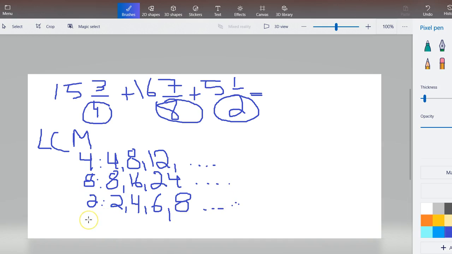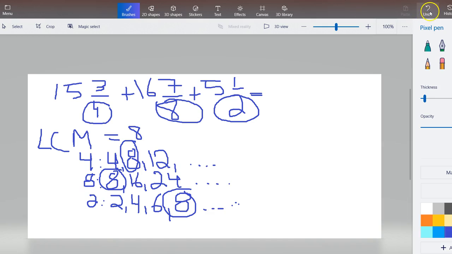We have to look for a number that is included in all three different multiplication tables. At first glance, we can see that 8 is in all three of them. So this is our LCM. The LCM of the numbers 4, 8, and 2 is 8. This was our first step to find the LCM. Now we have to transform the fractions so we can add them together.